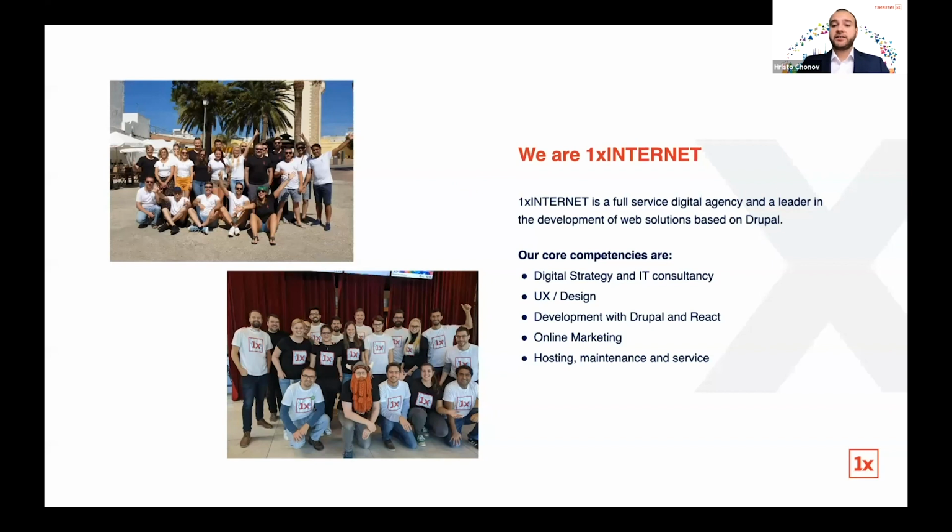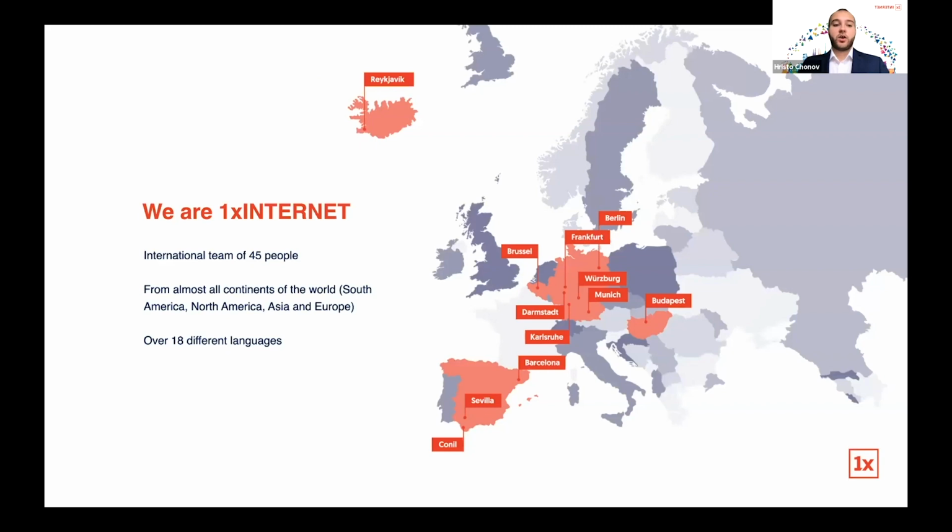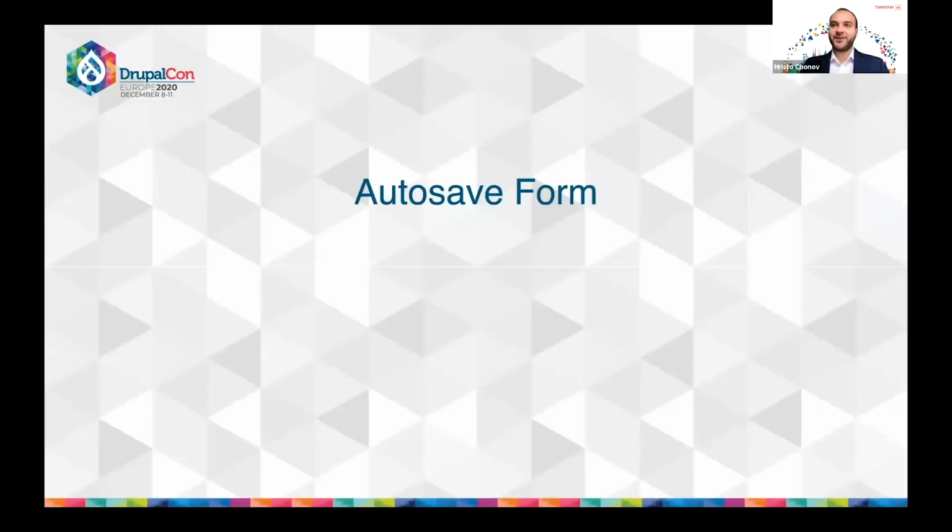1x Internet is a full-service digital agency and a leader in the development of web solutions based on Drupal. We have multiple competencies. We are an international team of 45 people from almost all continents of the world, and we speak over 18 different languages. So let's start with the content.